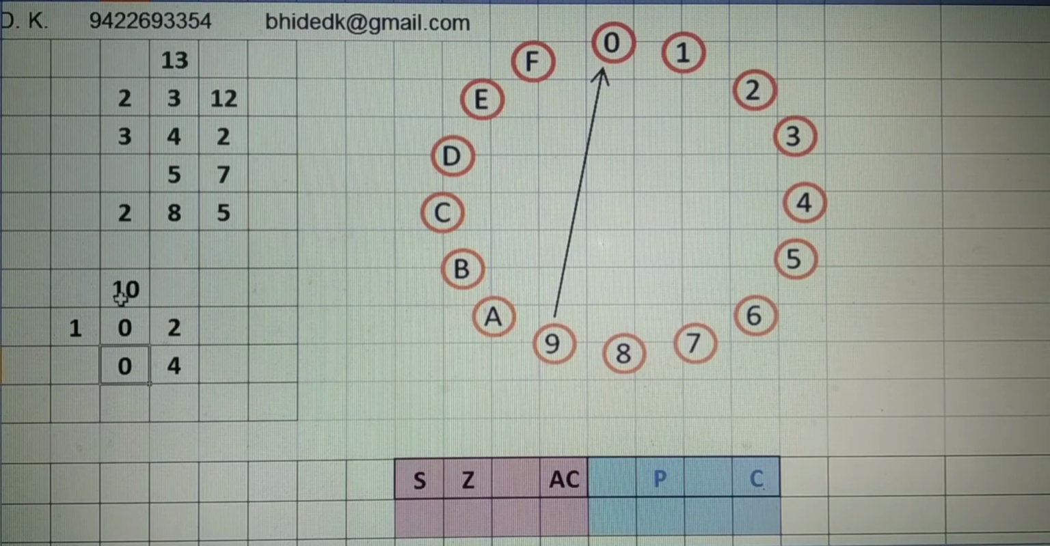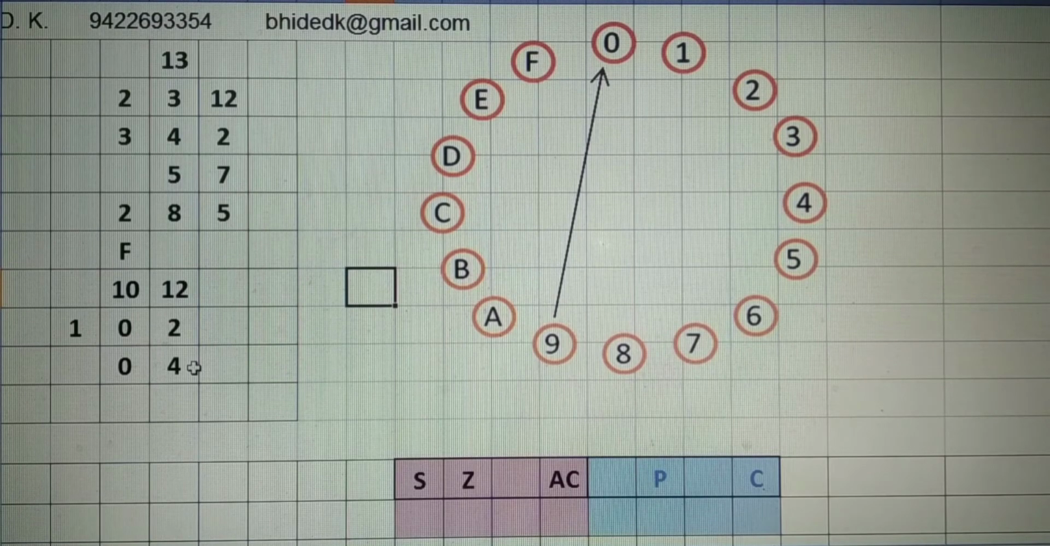Now from 10 you have to borrow to the least significant digit place. You borrow 1 from this place to the least significant digit place, and you will get 10. Already you are having 2 with you, so it becomes 12, and from the digit you borrowed 1, here it becomes F.